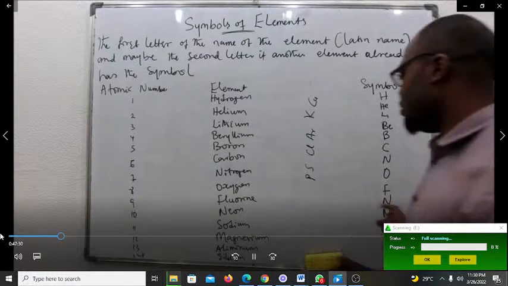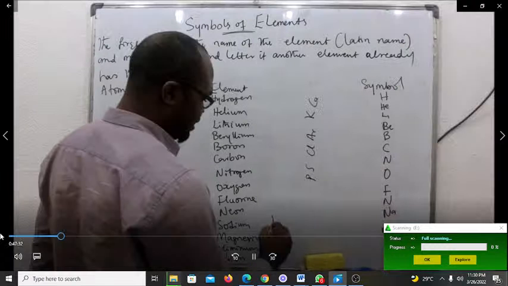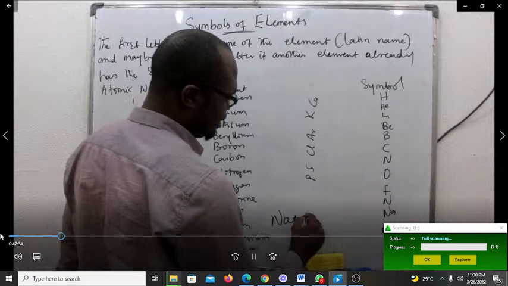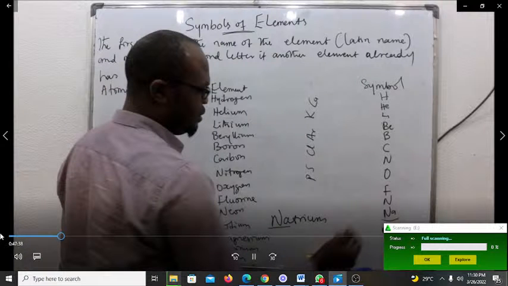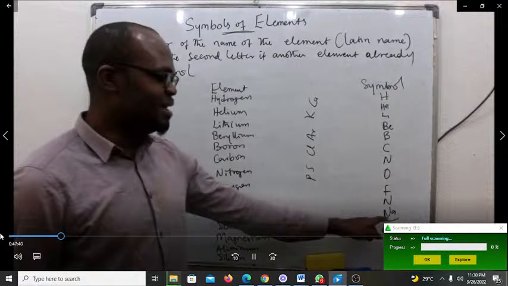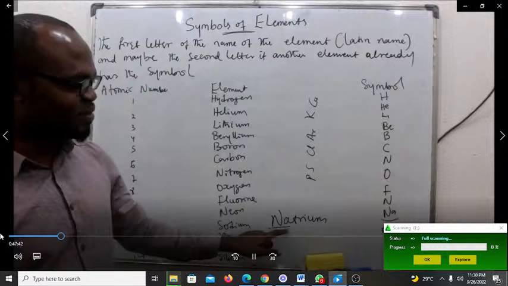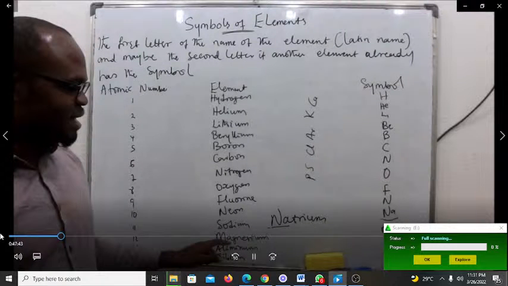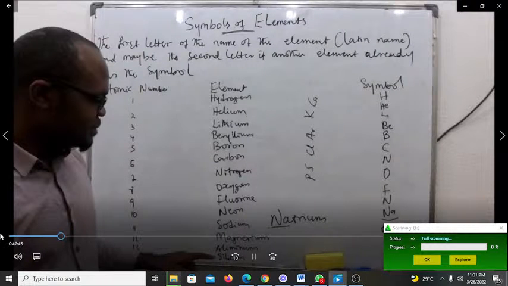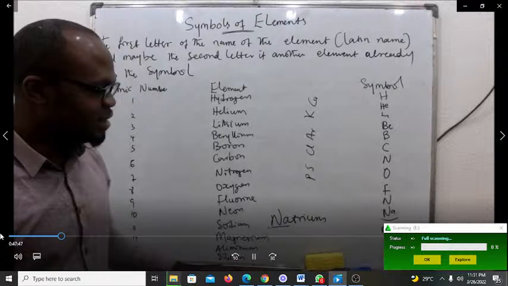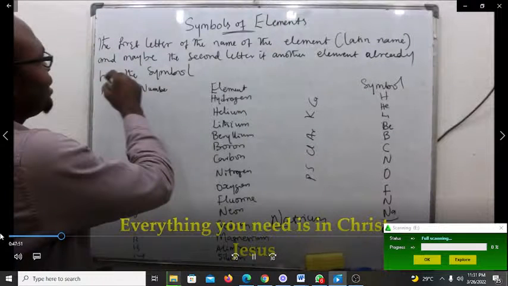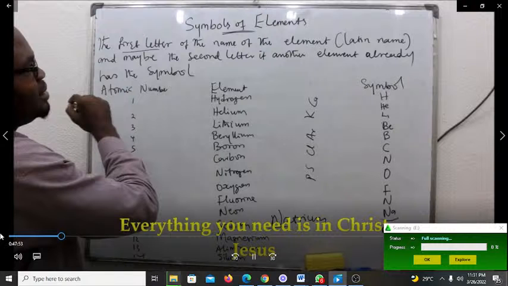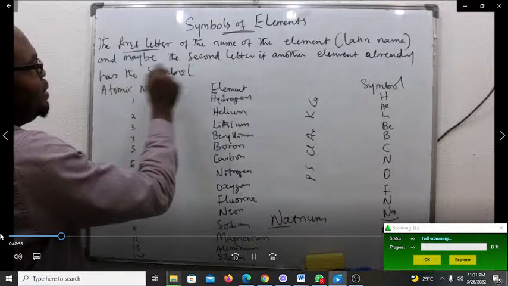Sodium is Na. Why is sodium Na? Because the Latin name for sodium is natrium, so we are using the first two letters, Na, as the symbol. Magnesium is Mg. Aluminium is Al. Silicon is Si. So the symbol can either be the first letter or the first letter plus the second letter.